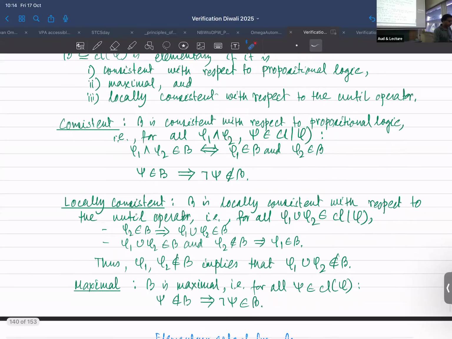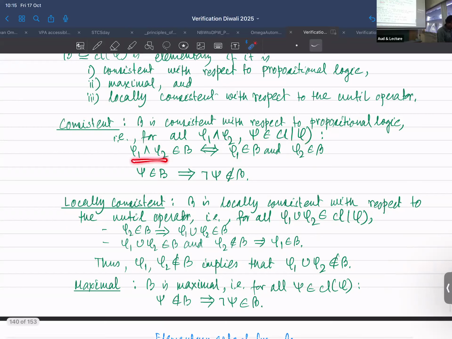Now beta is consistent with respect to propositional logic if for all phi 1 and phi 2, and for all psi which are in the closure of phi.